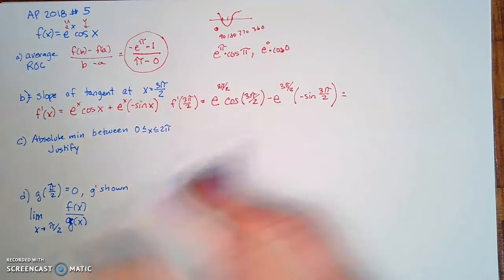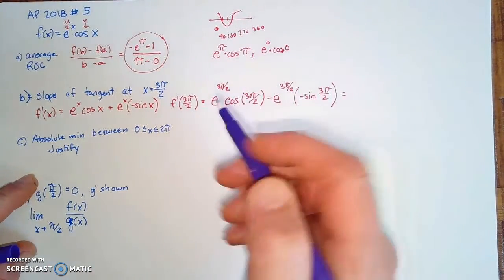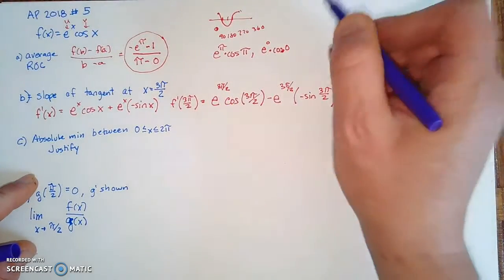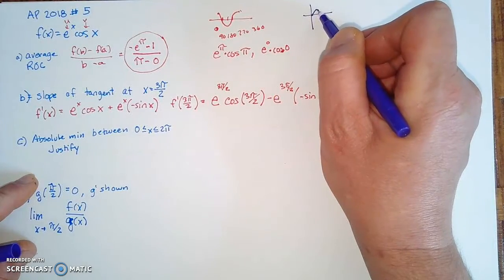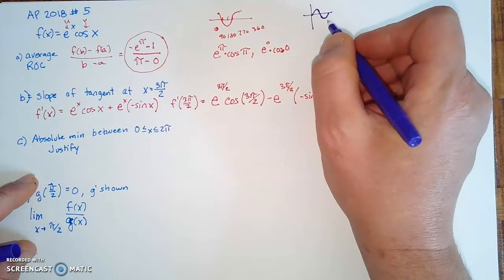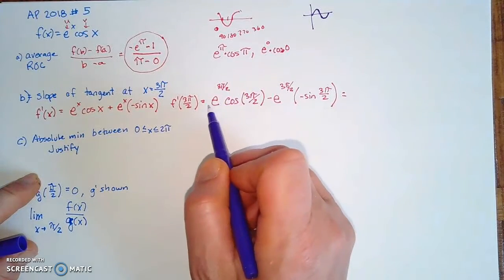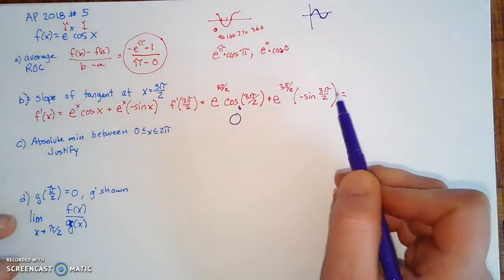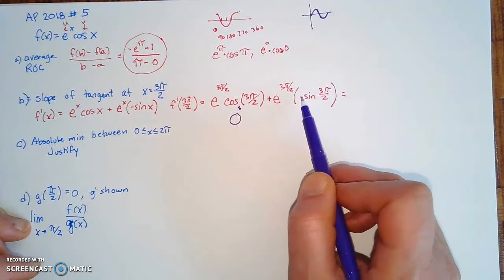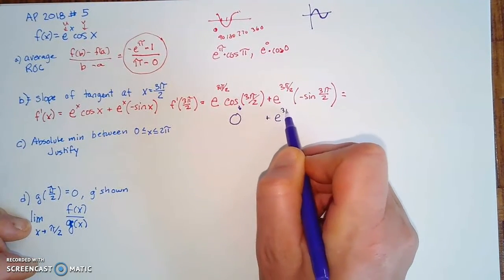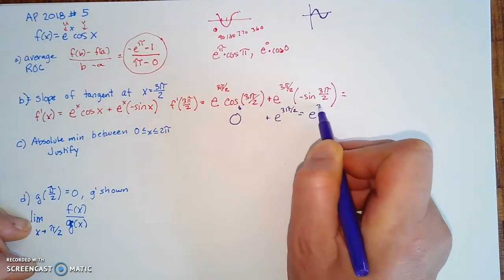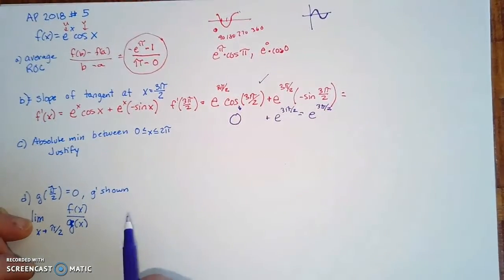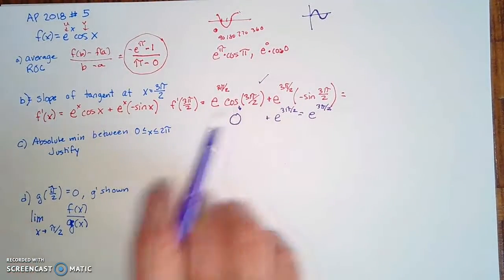So 3 pi over 2, the cosine of 3 pi over 2, which is right there, is 0. So this whole first piece is just gone. And the sine of 3 pi over 2, the sine of 270, is negative 1. So sine of 3 pi over 2, like I said, is negative 1, times a negative is a positive 1, so we get e to the 3 pi over 2. Once again, on a non-calculator, you could have stopped right here. If it's a calculator, we'll just actually put the values in and go from there.